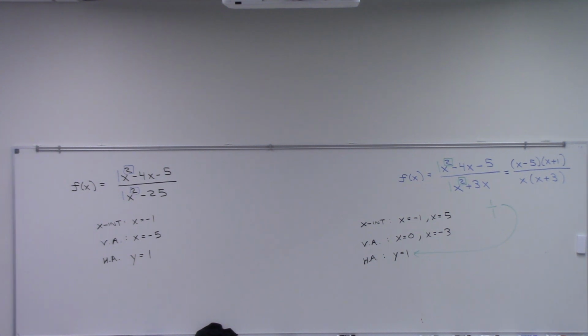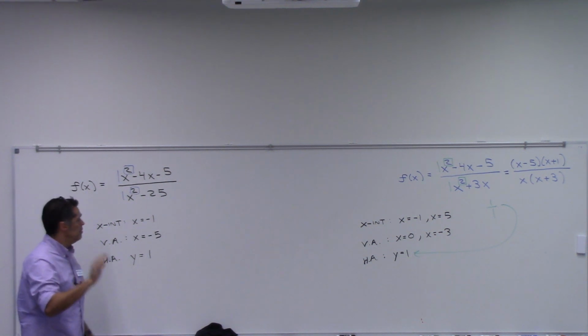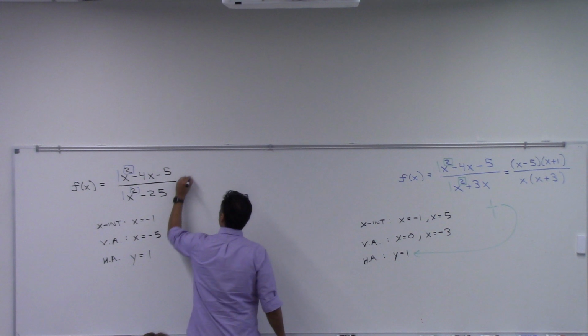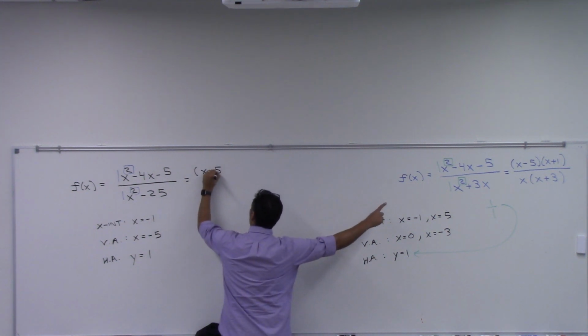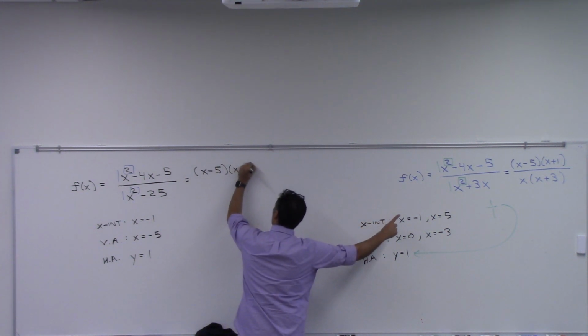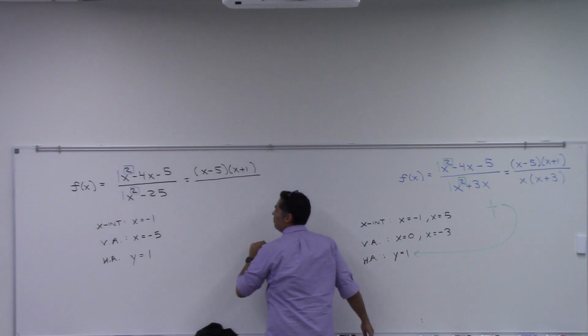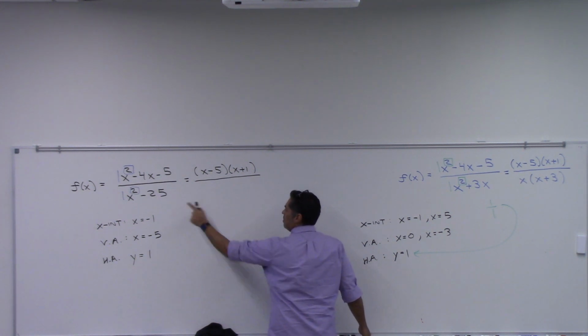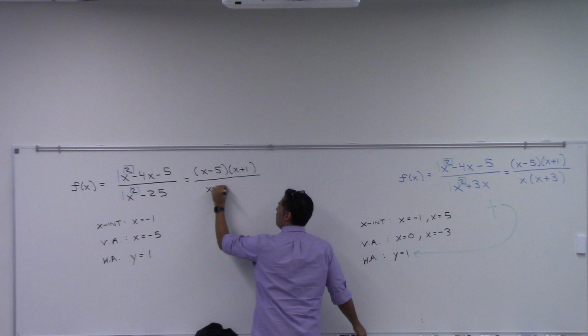Yeah? Okay, but watch, there's an issue. If I factor the numerator, it's the same as that one over there, right? What's the factoring of the denominator? That's a difference of squares, right? So x plus 5, x minus 5.